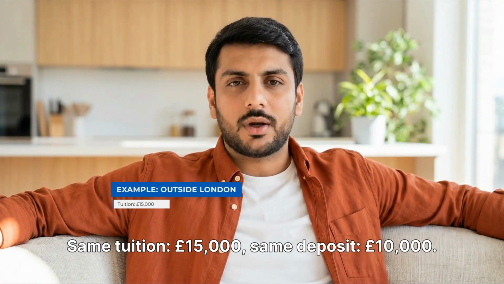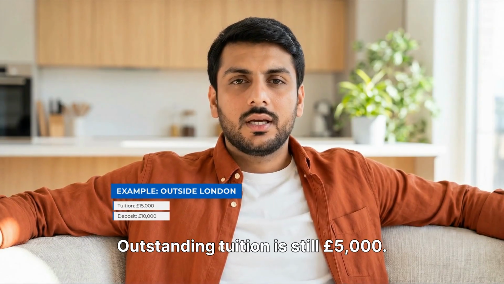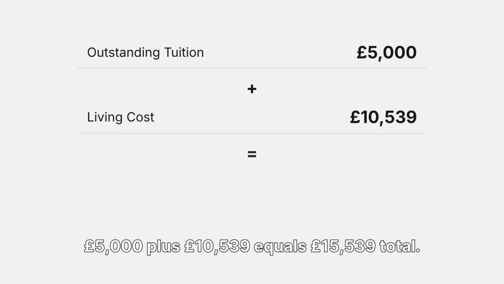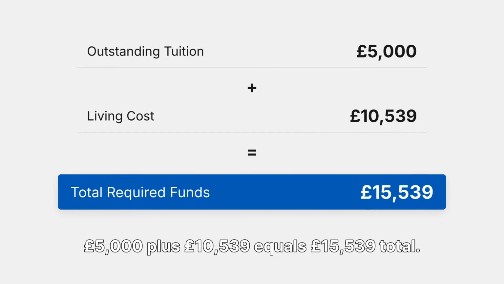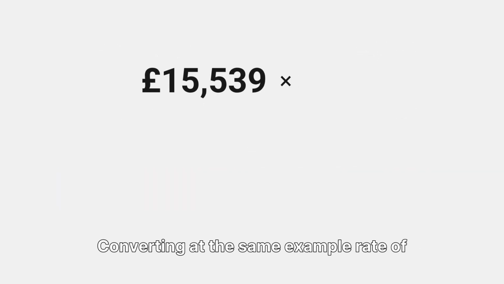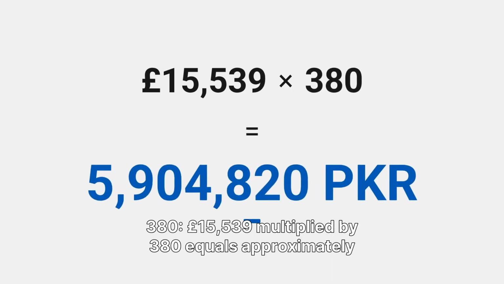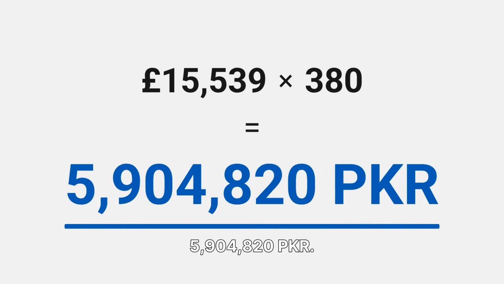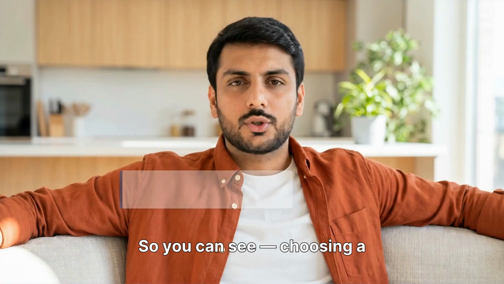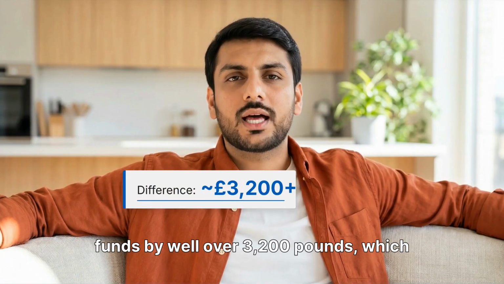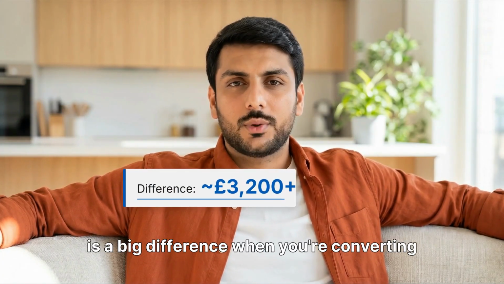Now let's do the same example, but this time your university is outside London. Same tuition, £15,000, same deposit, £10,000. Outstanding tuition is still £5,000, but now we add the outside London living cost, £10,539. £5,000 plus £10,539 equals £15,539 total. Converting at the same example rate of 380, £15,539 multiplied by 380 equals approximately 5,904,820 Pakistani rupees. So you can see choosing a university outside London can lower your required funds by well over £3,200, which is a big difference when you're converting to rupees.